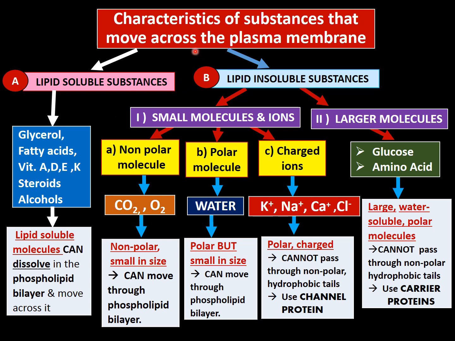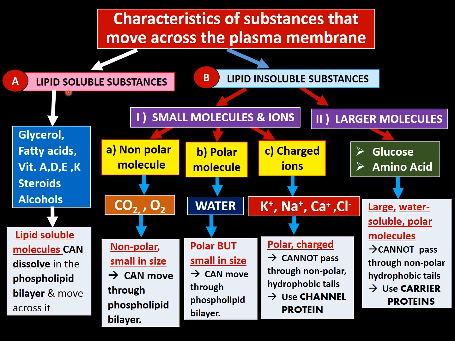So this schematic diagram is a very good, complete diagram that shows you the characteristics of substances that move across the plasma membrane and the reasons why they can move across the plasma membrane in different ways. So we can divide all the substances that move across the plasma membrane into two types: lipid-soluble substances that can dissolve in lipids, and lipid-insoluble substances that do not dissolve in lipids.